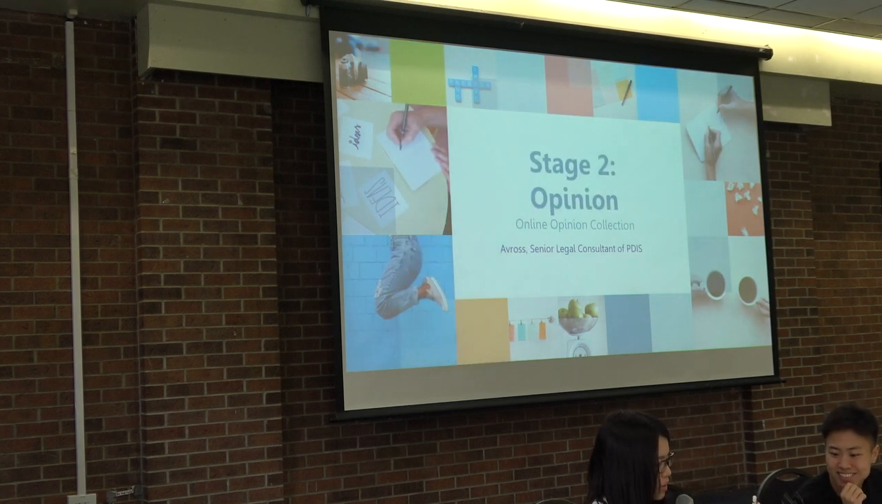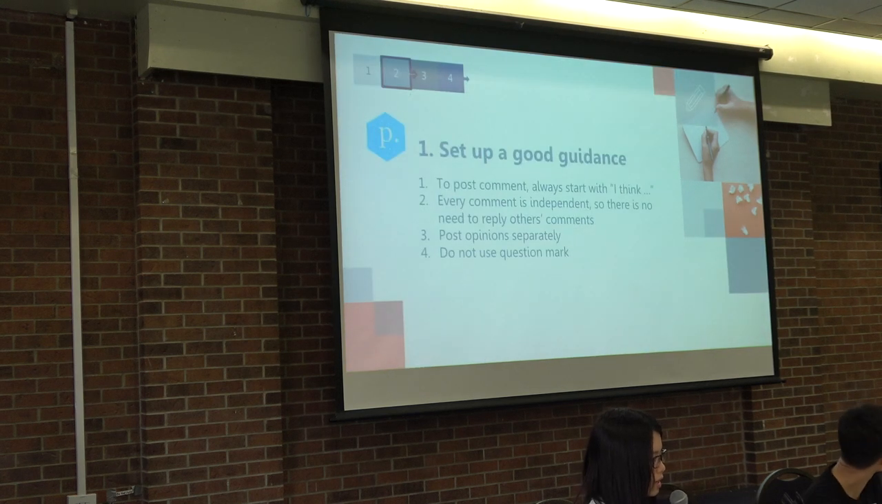And stage two. Then we go to the opinion stage. Based on the consensus that we reached in stage one, that we have the topic, the name and title, we narrowed down the scope, found the competent authority, chose the tools, and have published our research paper or other presentations, we move on to stage two, which is the online opinion collection.